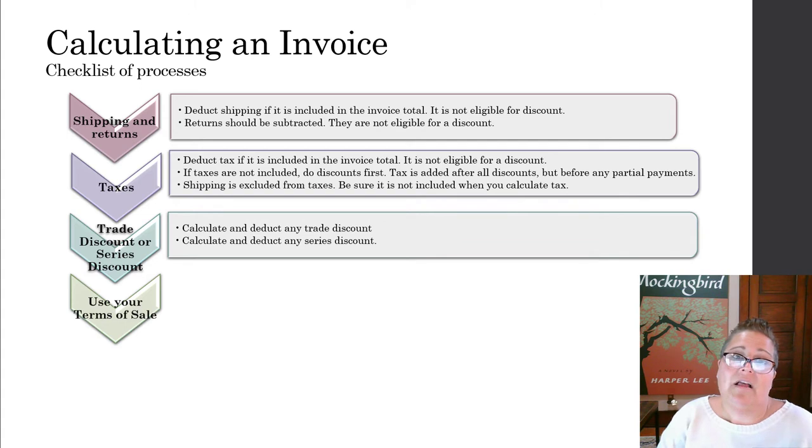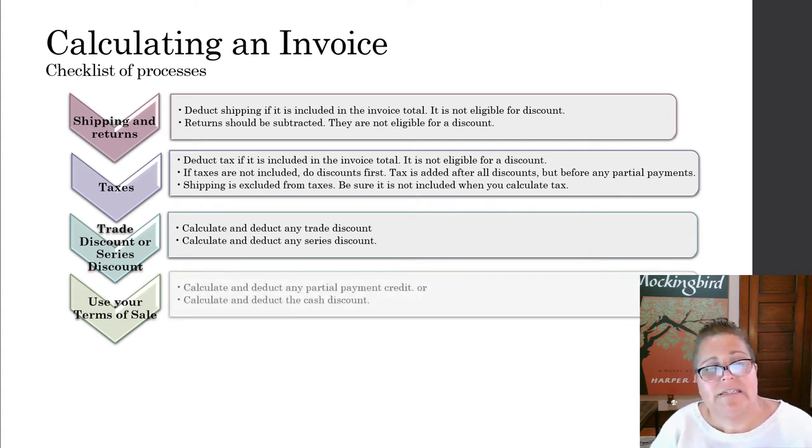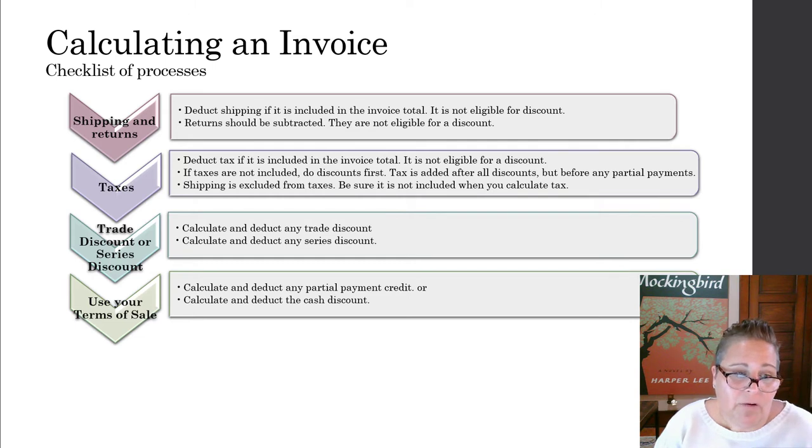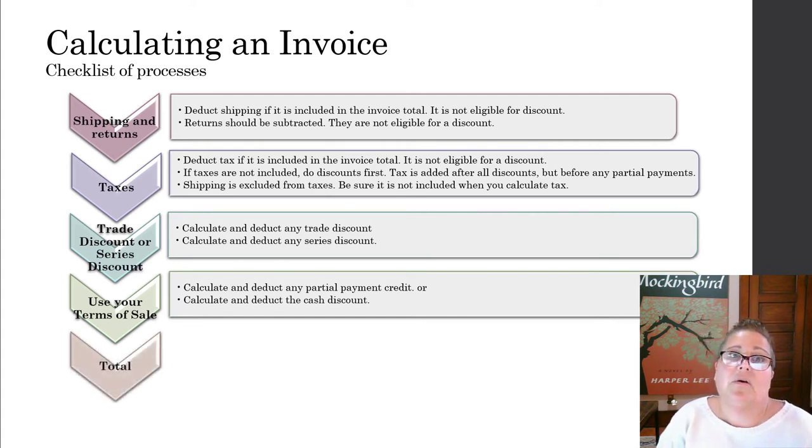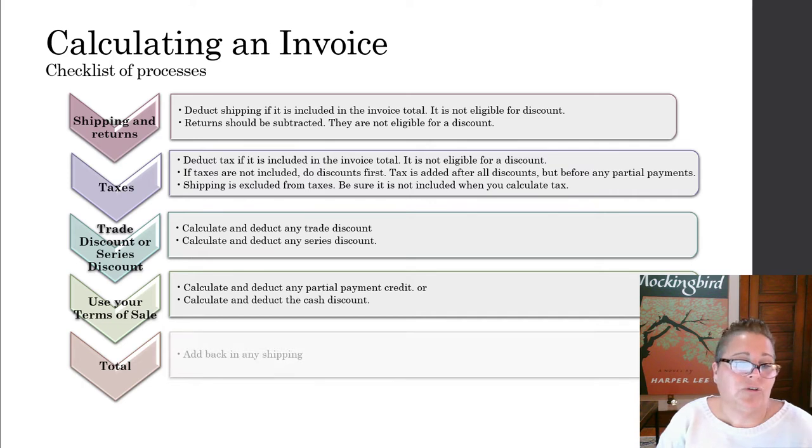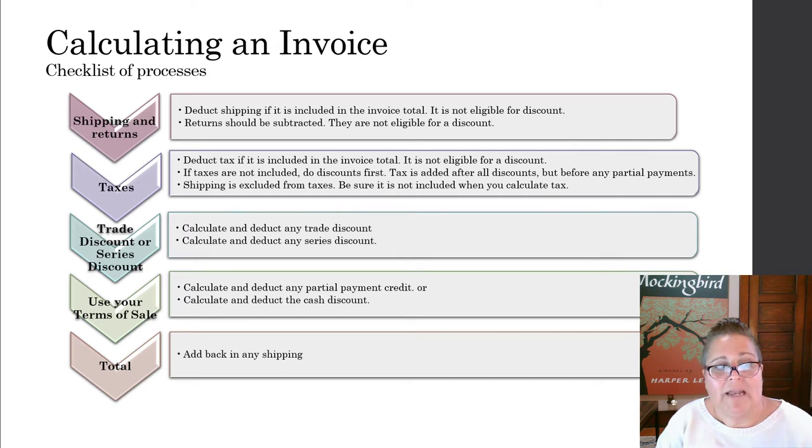Using your terms of sale happens after you've done any trade discounts. Partial payment credits, these would be deducted after you've done any trade or series discounts. When you go to find the total, make sure you add back any shipping. Make sure that your taxes have been added in there. They should be, because you should add back in your taxes before you've done your partial payments. So before you do partial payments and before you do cash discounts. No, you can't. Before you do any partial payments.